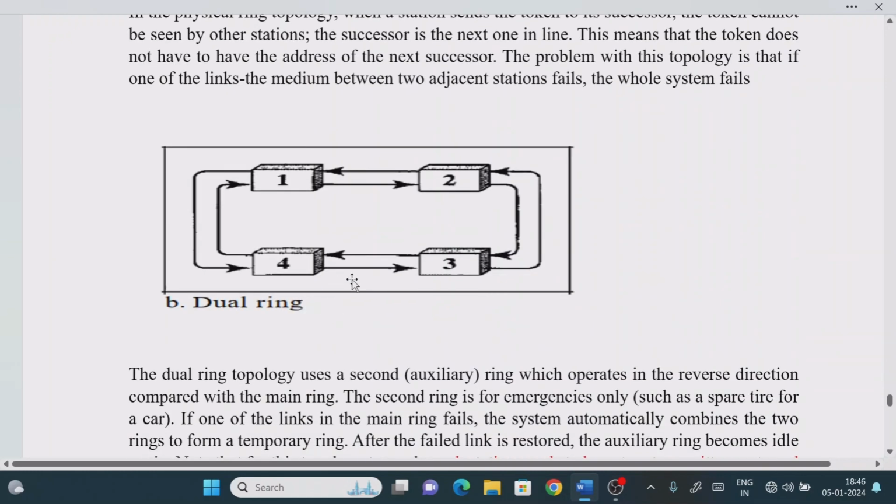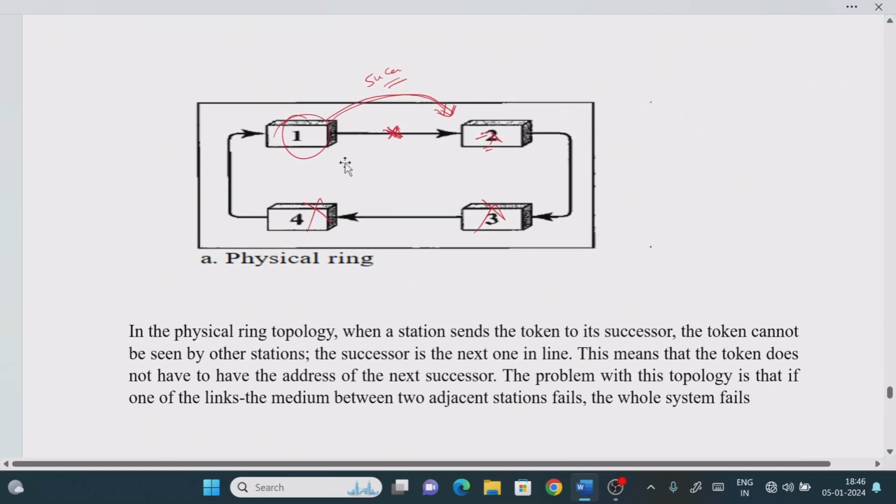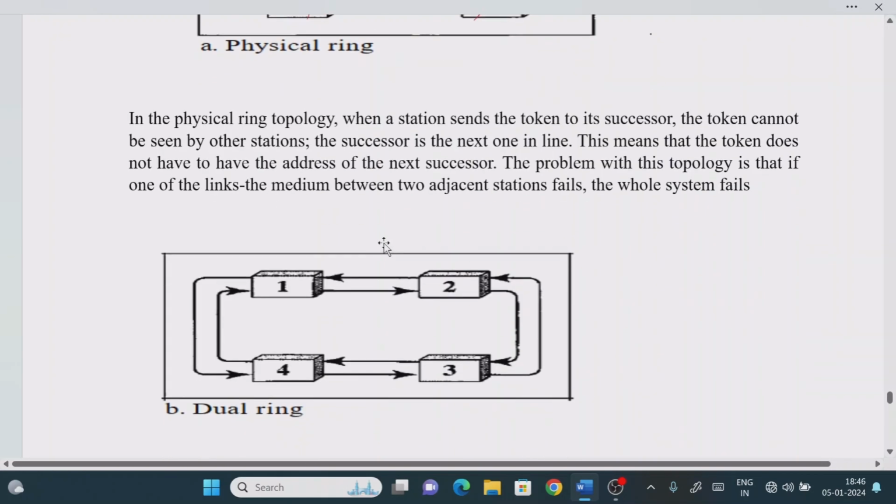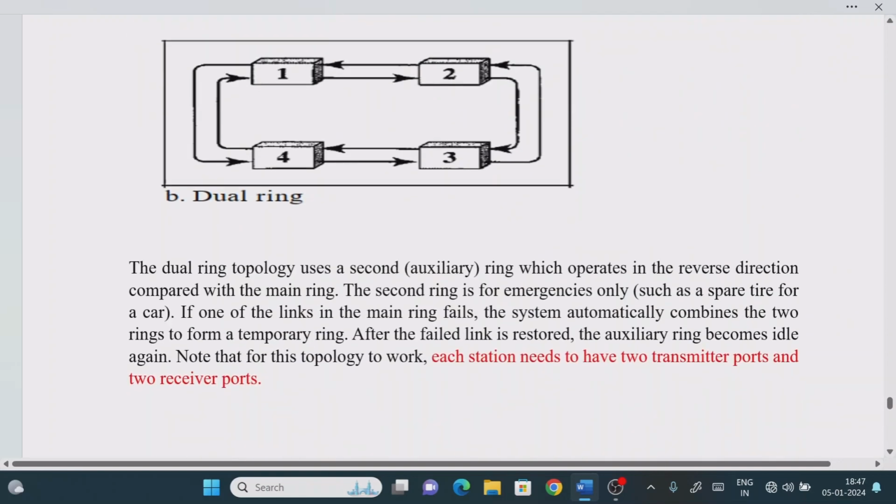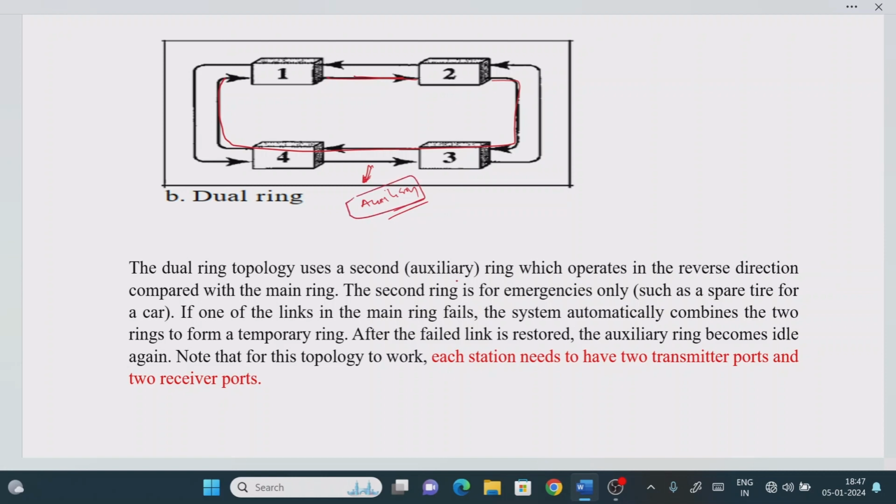Now one more is the dual ring. The dual ring addresses what happens when these links fail, how the dual ring operation will work. So first we'll try to read this one. The dual ring topology uses a secondary, nothing but the auxiliary, ring. This red color indicates that it is the primary link. It means that the token will be exchanged only through the primary link. So for backup or support purposes, we have something called the auxiliary. This is what we call the auxiliary. So one more loop, one more ringing mechanism we have, that is what we call the auxiliary ring.